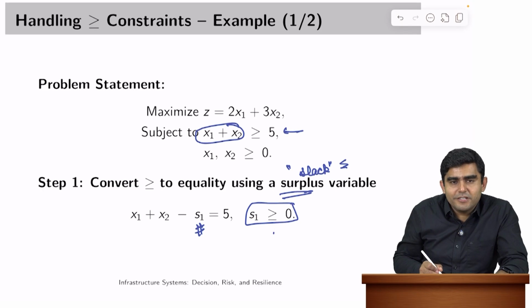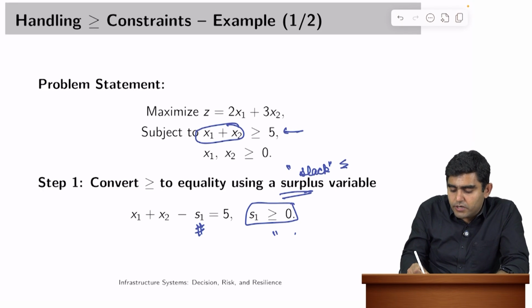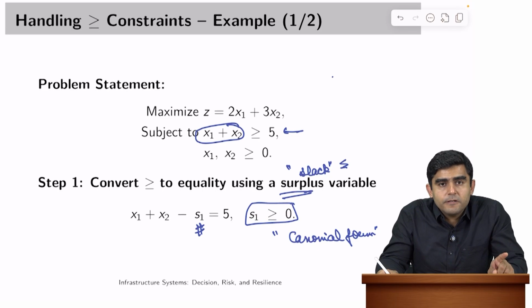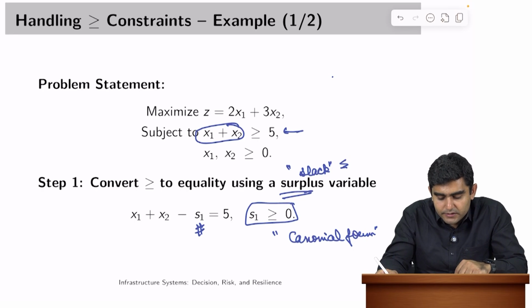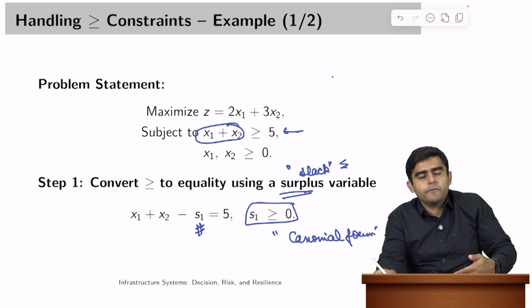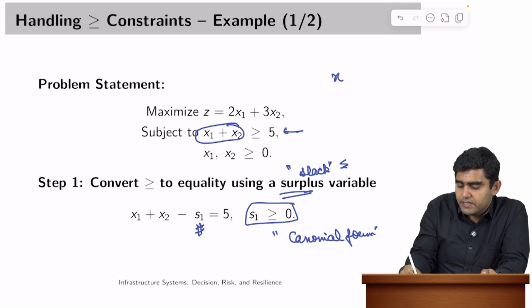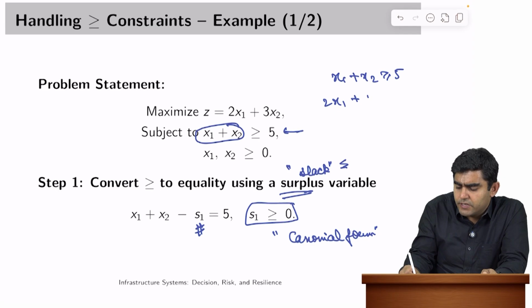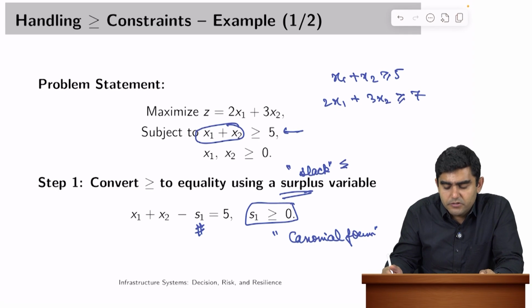Now, the problem that happens here is that with the introduction of a negative sign, I still do not get canonical form, because canonical form wants the coefficient to be plus 1 only one time for the basic variable, as a result of which I cannot call this equation canonical, or even for that matter if I have multiple equations. So, just like x1 plus x2 greater than or equal to 5, let us say I have another equation 2x1 plus 3x2 greater than or equal to 7. I am just hypothetically writing these equations.